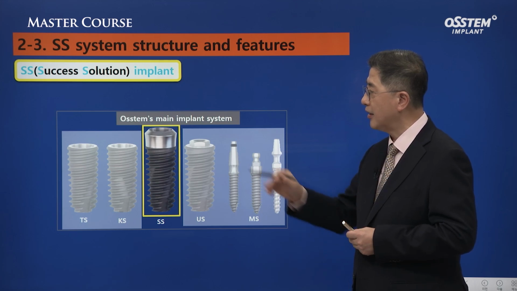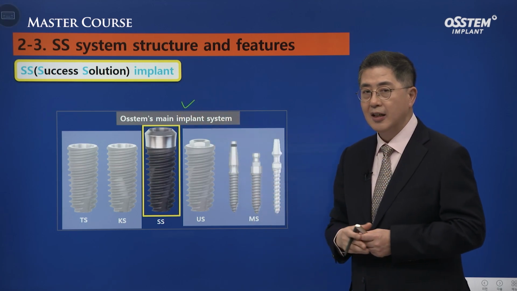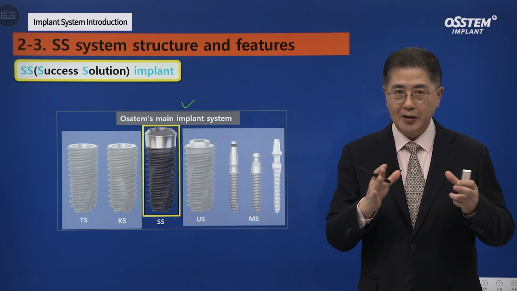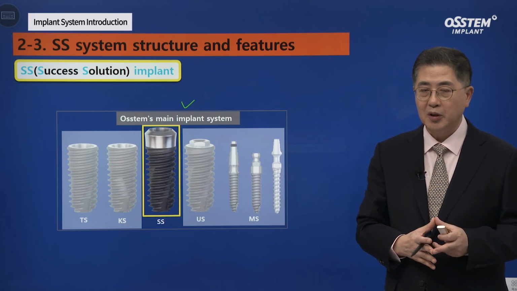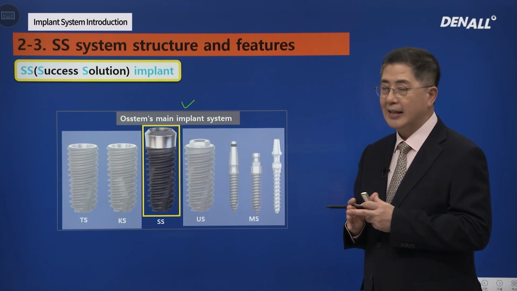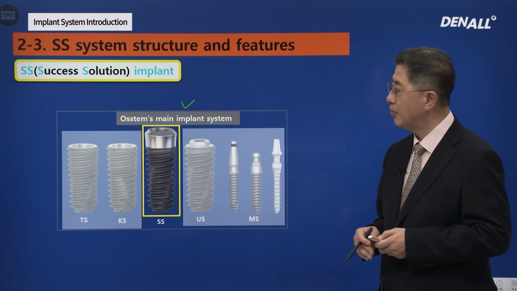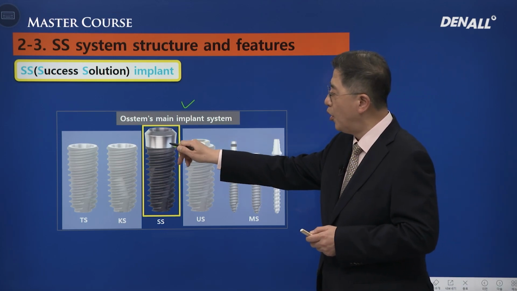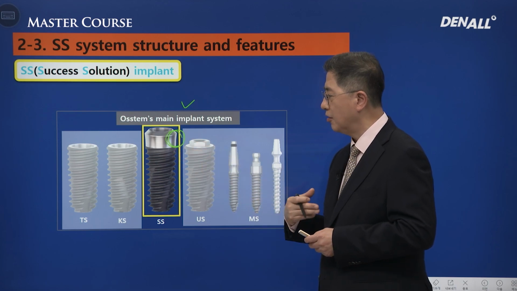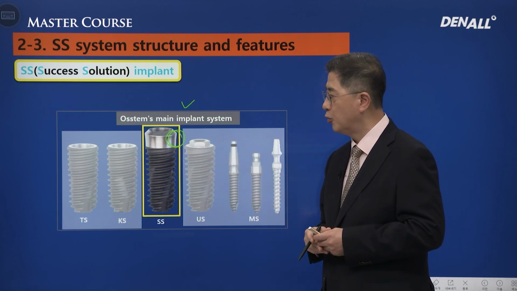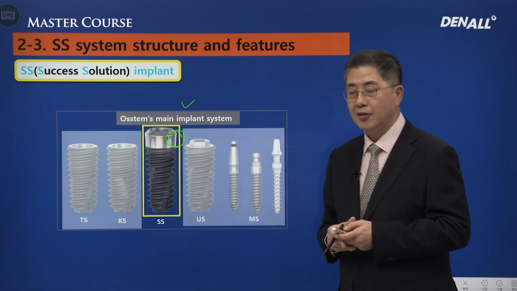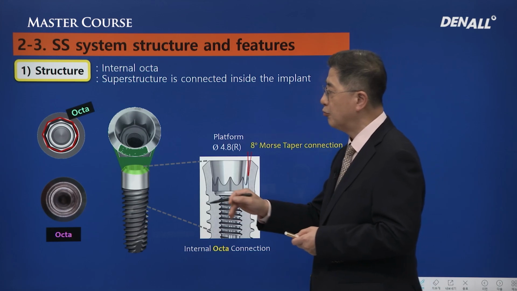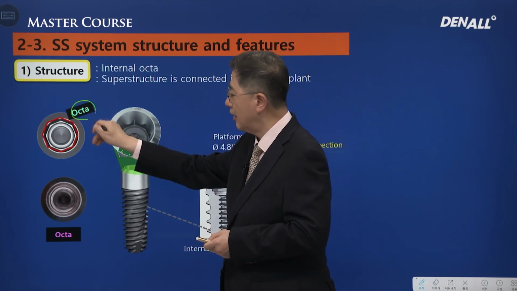Next is the SS implant. Personally, I have mixed feelings about it. I used to use it very frequently, but as I started to use one-guide surgery, I use it less. It has the strongest connection. The problem is that it has a machined surface in the neck area, so it's unfavorable to use in the aesthetic zone, and it's quite unfavorable compared with TS in terms of handling prosthodontic components.